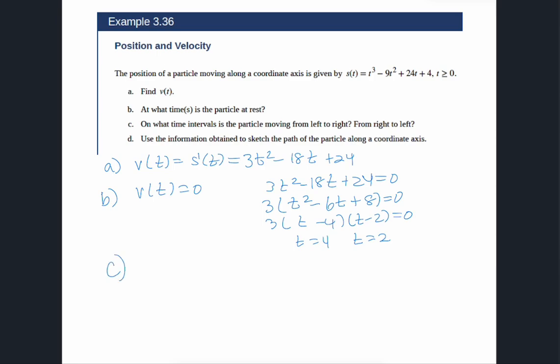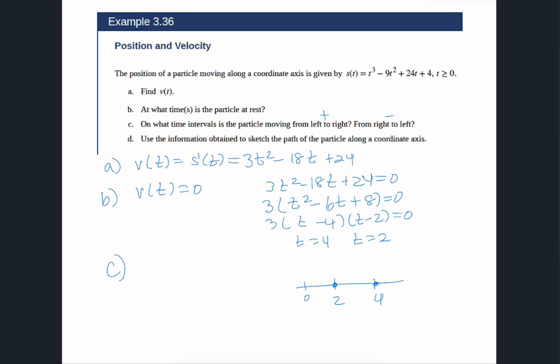Now let's take a look at C. On what time intervals is it going from left to right or right to left? So left to right, think about if I move from left to right along the x-axis, that's a positive movement. Right to left, I'm going backwards, that's a negative. What's great is if they forced you to find part B, we can use those values on the number line. Just put those values on the number line. Those are our zeros. And then, of course, it said right here, our time is greater than or equal to 0, which is standard in any kind of physics application.